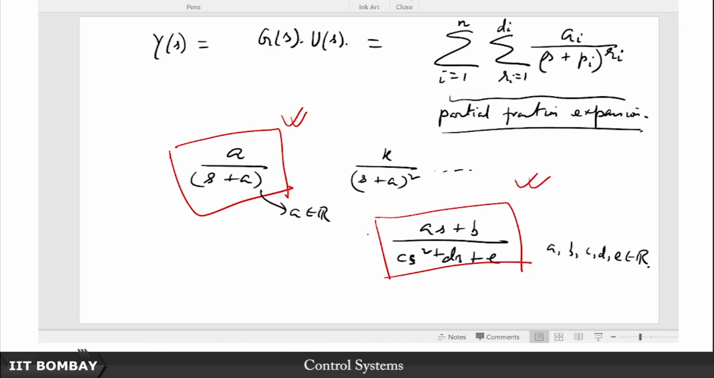The hope is that if we can stitch together individual responses due to these blocks, then we can sum them together and hopefully we will be able to tell something about the overall conglomeration of those responses, because it is a linear system, right. So because of the linearity property, whatever is the response due to G1, whatever is the response due to G2, if we sum them together, then we get the response due to G1 plus G2, right. That is the linearity principle.